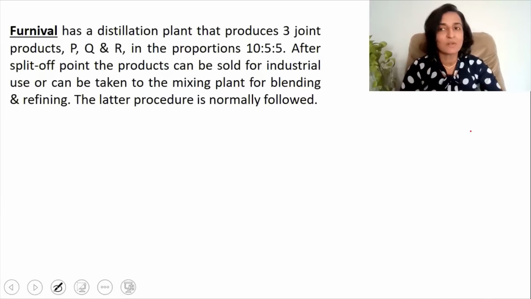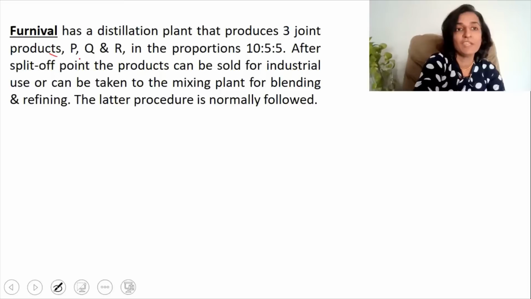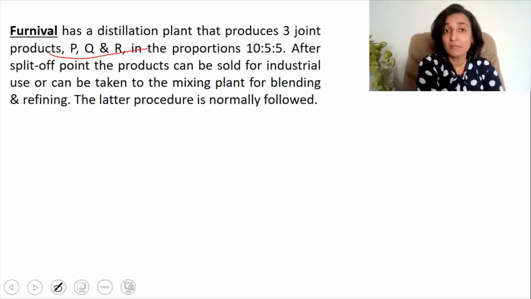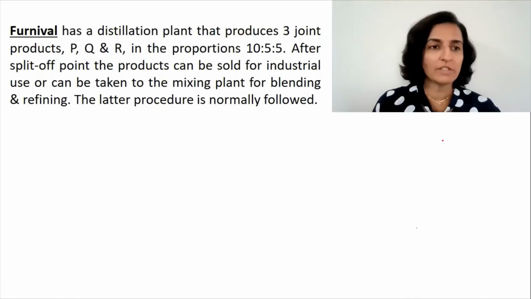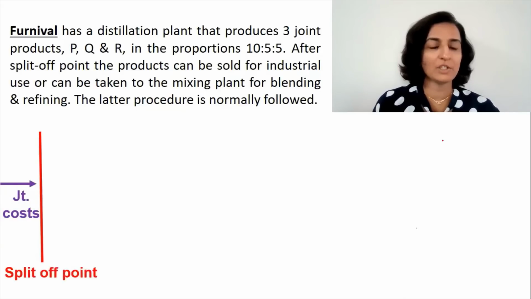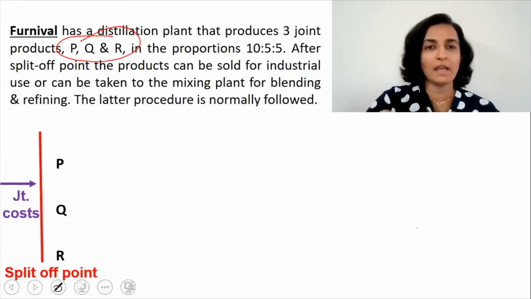So these are the question extracts. Furnival has a distillation plant that produces three joint products, P, Q, and R, in the proportion of 10:5:5. So we will draw the diagram. So we have the joint cost line and then we have the split off point. So in the question, it is mentioned that there are three products, P, Q, and R, and the ratio in which these units are produced is 10:5:5.